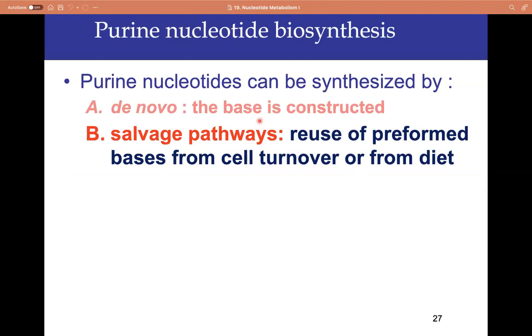Okay, so we covered the de novo synthesis, right? Now, what do we need to know about the salvage pathways? Salvage pathway just means that these are bases from recycled things, so increased cell turnover. It can also be from the diet, so proteins that we take in our diet can also be used for nucleotide synthesis.